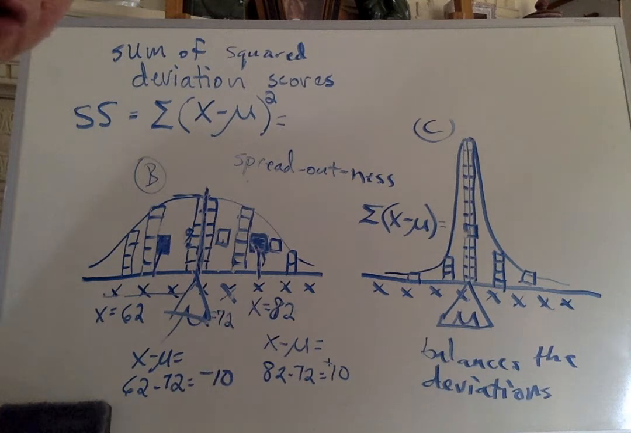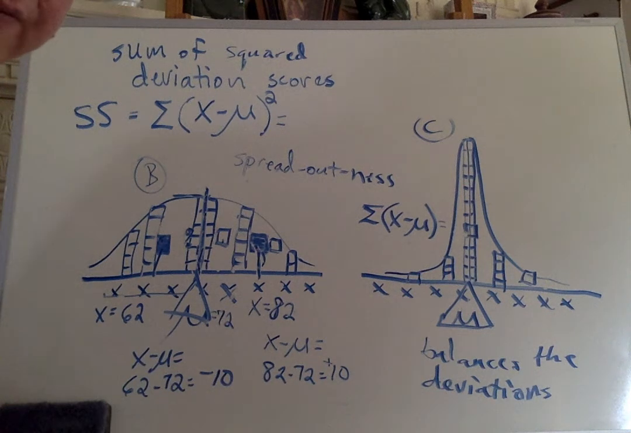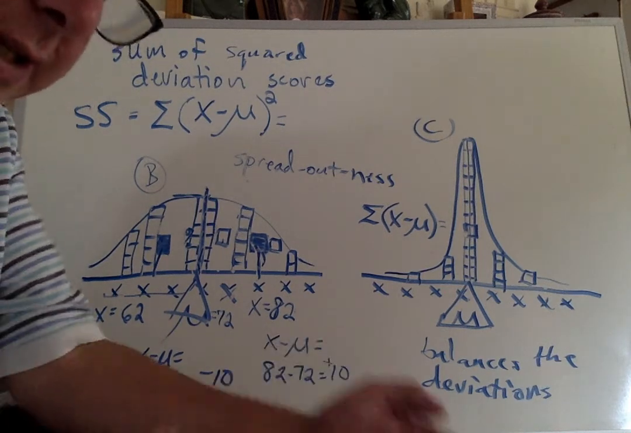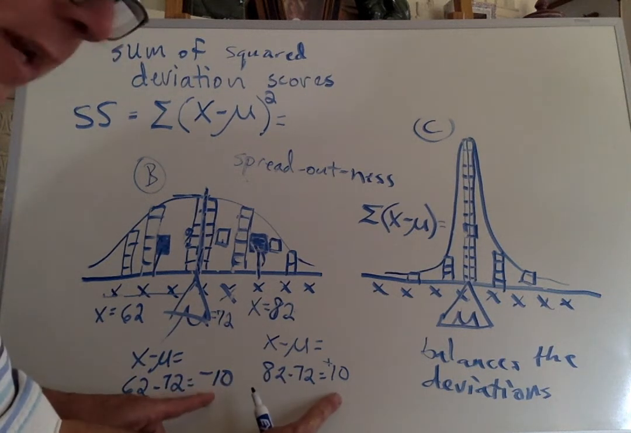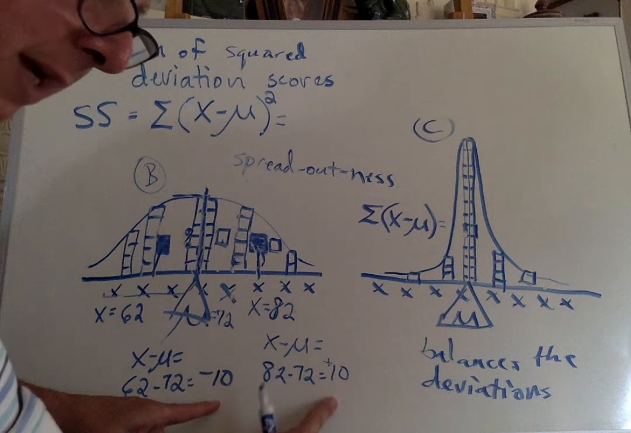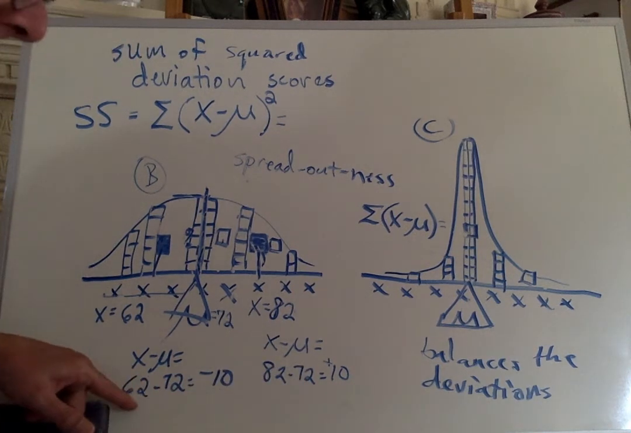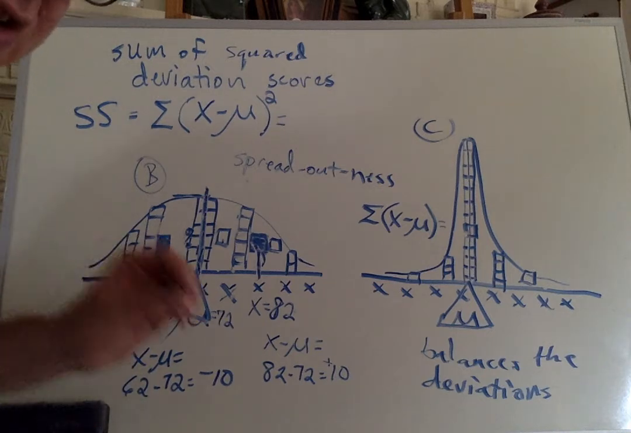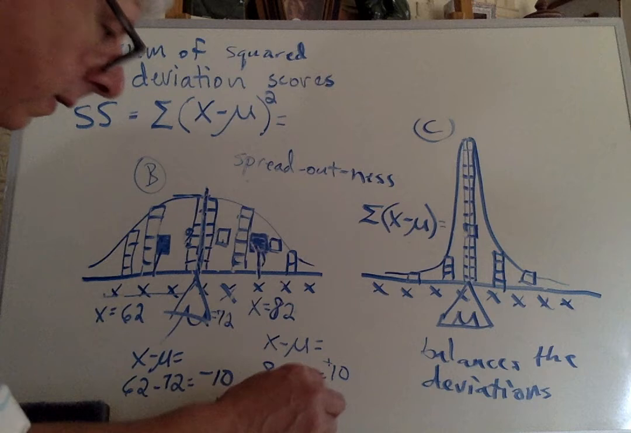Now, conceptually, which one of these is further away from the mean? That's right. The answer is they're equally distant from the mean. They're equally deviant, but the numbers are not equal. This is a minus, this is a plus, right? A negative and a positive. But that's just telling us this is higher than the mean, this is lower than the mean. If I square these values, this becomes 100, this becomes 100.